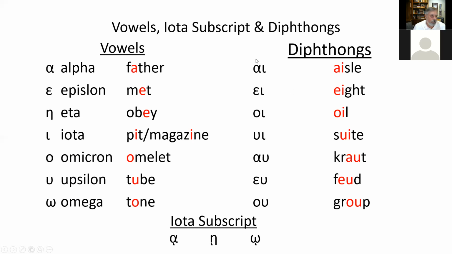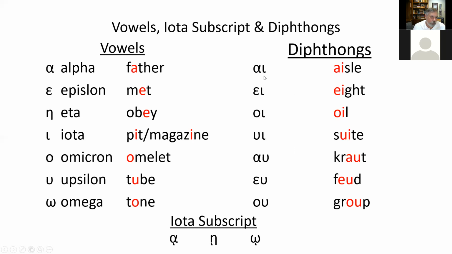Okay. And then these vowels can be put together to form diphthongs. A diphthong is nothing more than two vowels combined to function as a single vowel. So it has one sound. Instead of saying alpha iota, it's pronounced as we would say "isle," a long I sound. Epsilon iota has a long A sound, like "eight." The omicron iota has an "oil" sound. The upsilon iota is like "suit," an "oot" sound.